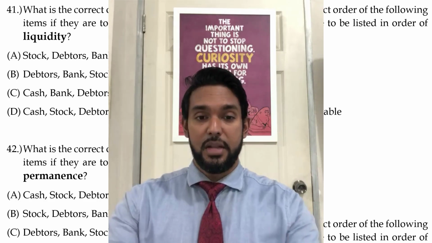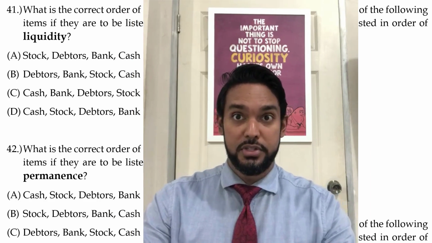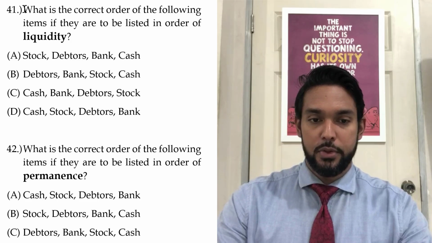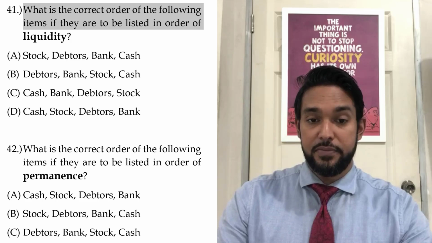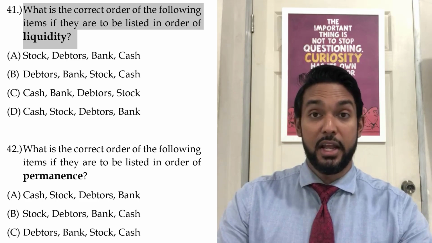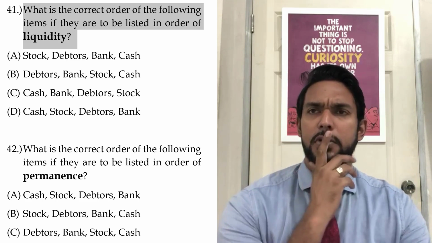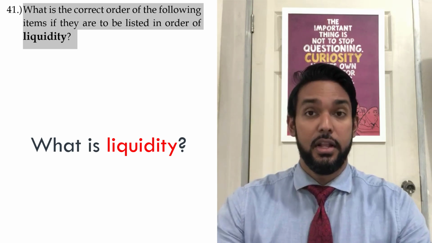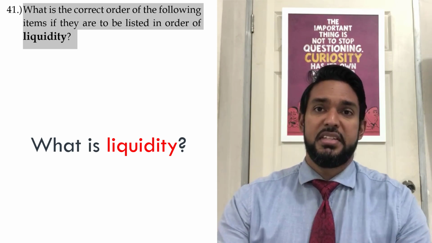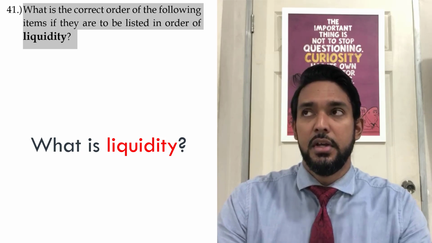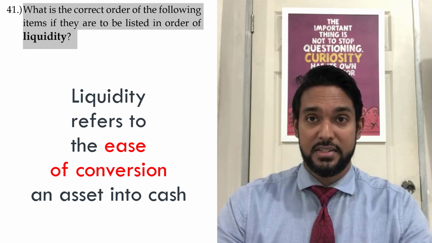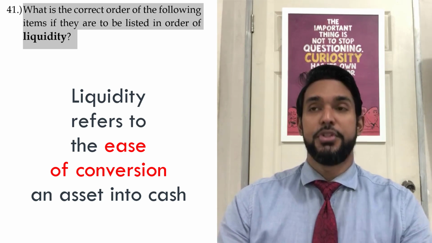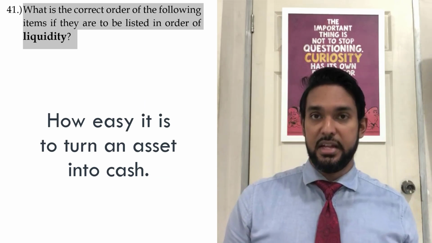Alright guys, so let's take a look at number 41 and let's read our questions as we go along. Number 41 says, what is the correct order of the following items if they are to be listed in order of liquidity? So good question here. What is liquidity? There are a couple of different meanings attached to it, but in this context, liquidity refers to the ease of conversion of an asset into cash. So it's how easy it is to turn an asset into cash.